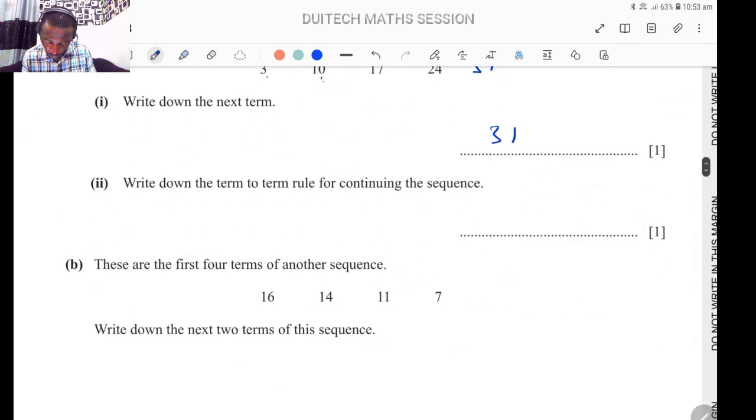The next question says write down the term to term rule for the sequence.